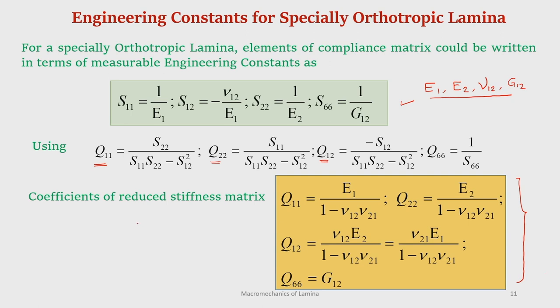So, what are E1, E2, nu 12, G12? If we have a lamina where this is 1 along the fiber, this is 2 perpendicular to this, so this is E1, this is E2, and in this plane this is nu 12, this is G12, and they are related to the coefficients of the reduced stiffness matrix, as well as to the elements of the compliance matrix.